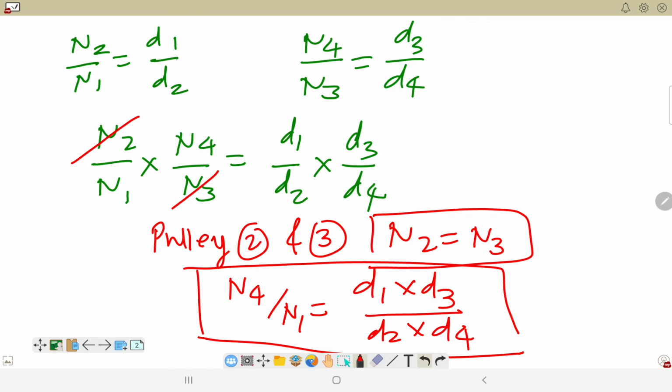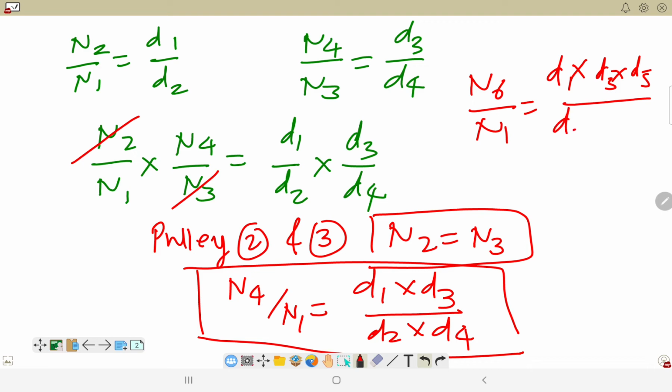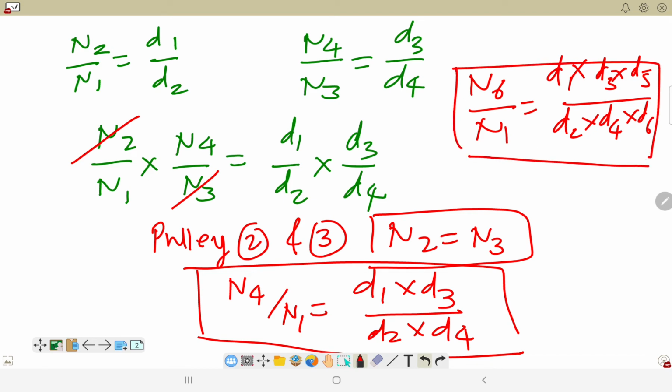If there are 6 pulleys instead of 4, then the formula will become N6 upon N1 is equal to D1 into D3 into D5 divided by D2 into D4 into D6. In this way, we can calculate the velocity ratio of a compound belt drive.